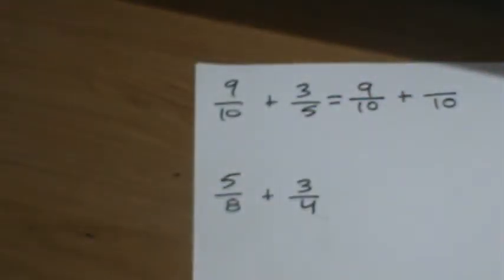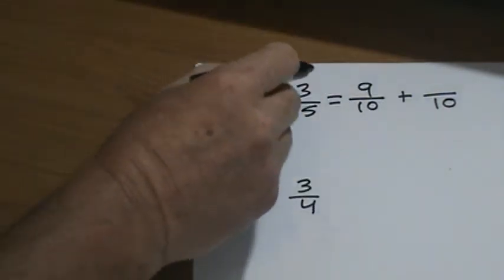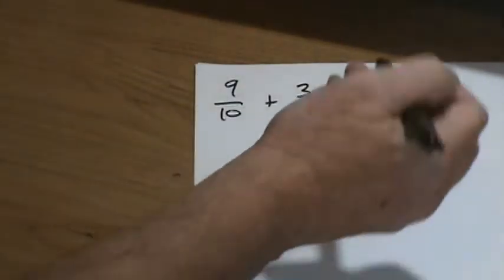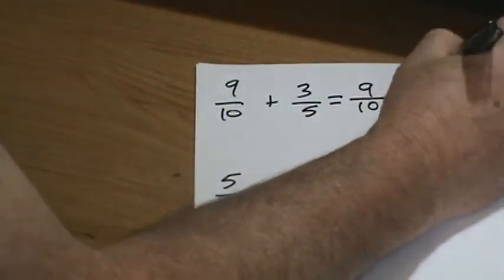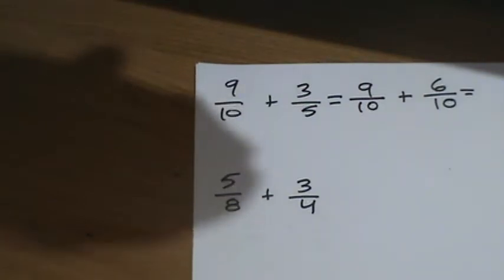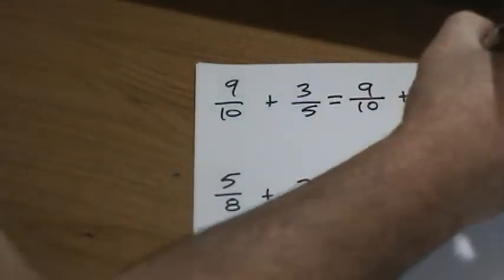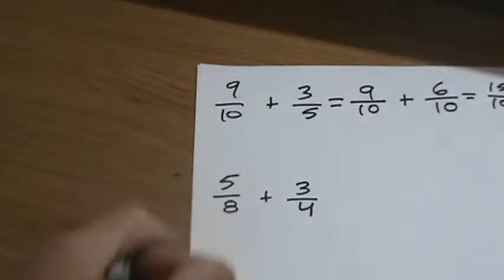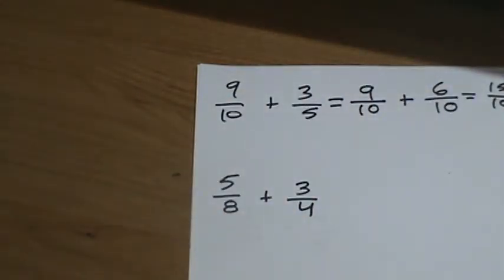pause. So, welcome back. I hope I gave you enough time. Well, you were in control, you paused it. So let's take a look. 5 times 2 is 10, so I have to do 3 times 2. 3 times 2 is 6, right? Now I'm ready to add. 9 plus 6: 10, 11, 12, 13, 14, 15. So we have 15/10. Now we need to do the number bond to come up with a mixed number.